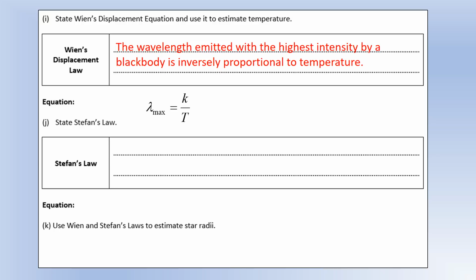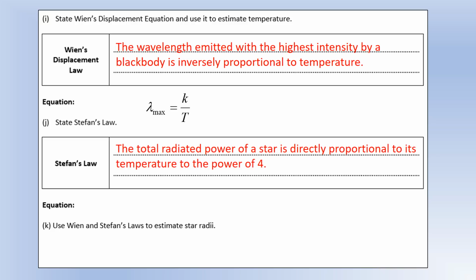Stefan's law is a way of relating temperature to the luminosity of the star. What Stefan's law says is that the total radiated power in the form of emitted photons is directly proportional to the temperature to the power of 4. And we usually describe the radiated power as luminosity because most of the energy is in the form of light.